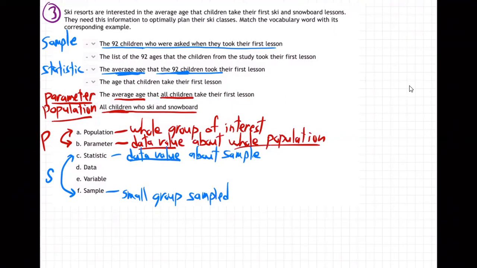And now the last two, so I would do those four first. On this question, always do those four first. And then the last two, data and variable, they'll be easy at that point. And I'll show you how to do it. They're not easy, but they'll be easier. So first get population and parameter.